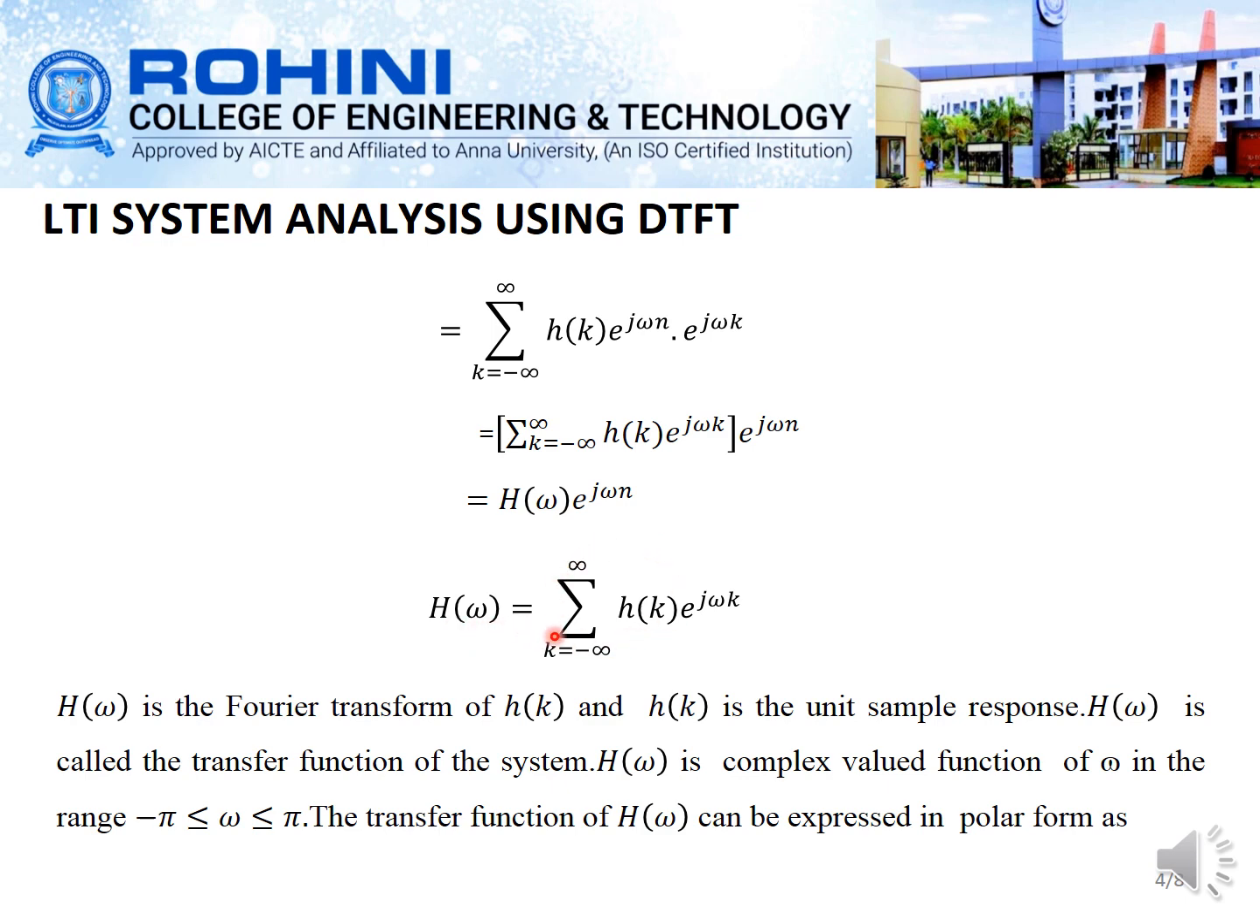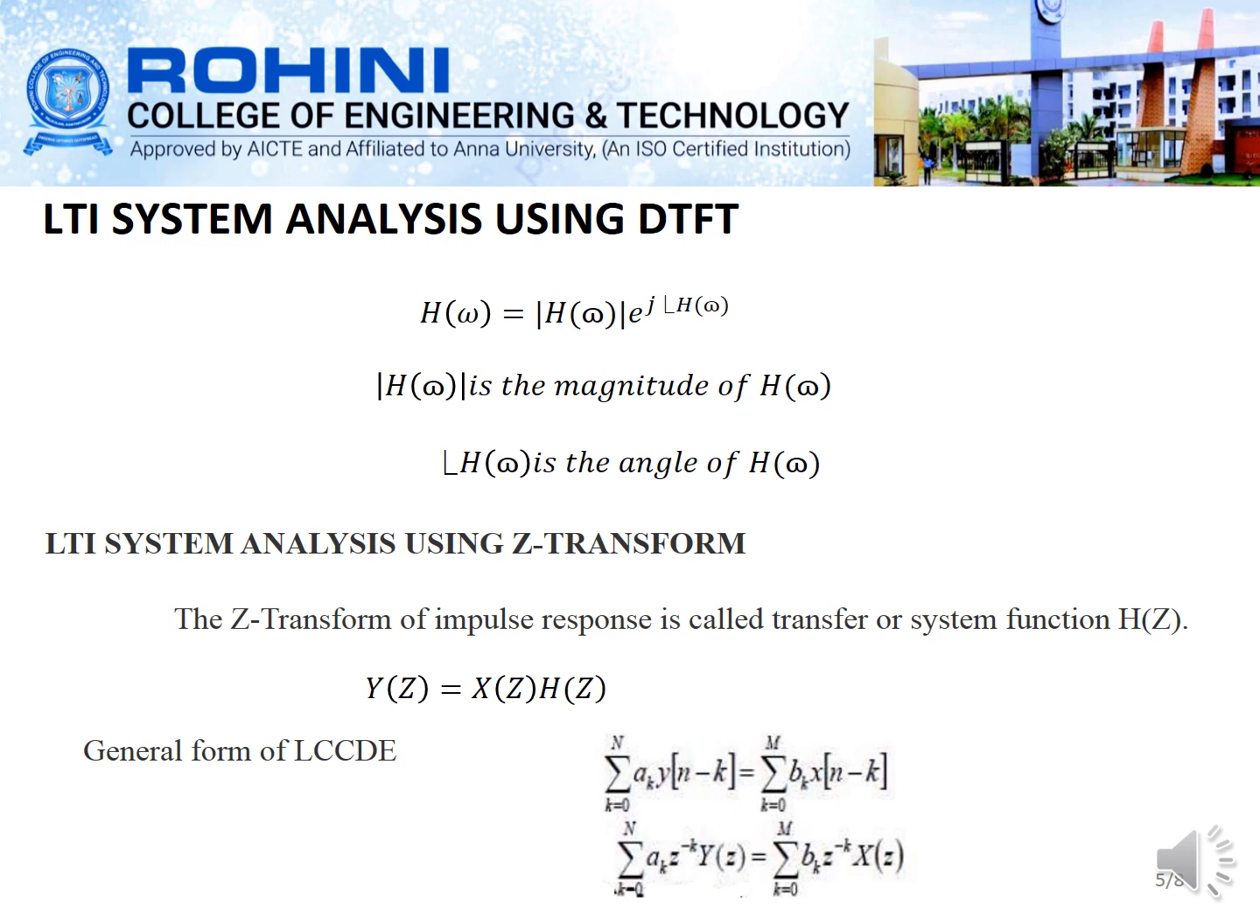Therefore, H(omega) can be written as summation k equals minus infinity to infinity h[k] e^(minus j omega k), where H(omega) is the Fourier transform of h[k], h[k] is the unit sample response, and H(omega) is also known as the transfer function of the system. H(omega) is a complex valued function of omega in the range omega varies from minus pi to pi, and it can be expressed in polar form as H(omega) = modulus of H(omega) times e^(j angle of H(omega)).